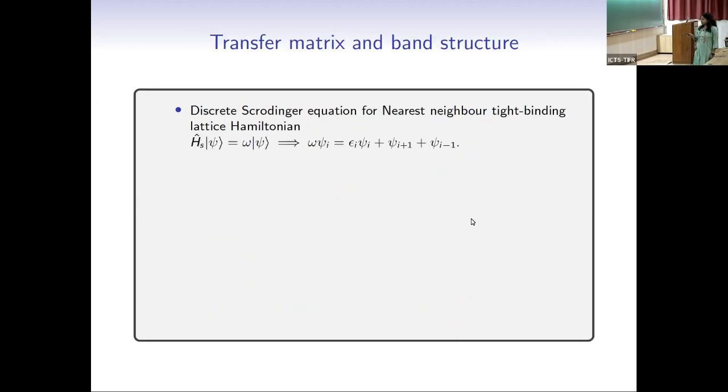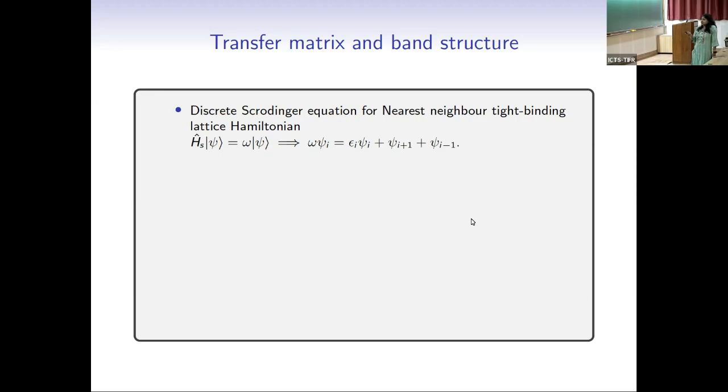The transfer matrix is associated with discrete calculus. It always comes in when we want to solve the discrete Schrodinger equation. Let's say we want to solve the discrete Schrodinger equation for the nearest neighbor tight-binding model, which has on-site potential epsilon and hopping 1. The discretized version of the Schrodinger equation is omega psi_i equal to epsilon psi_i plus the hopping terms, psi_(i-1) and psi_(i+1), which are the amplitudes of the wave function at the ith site.